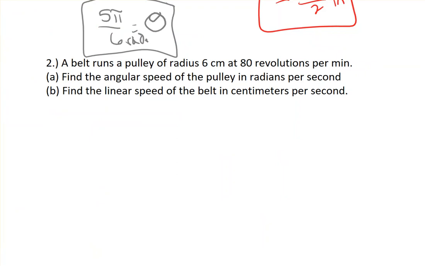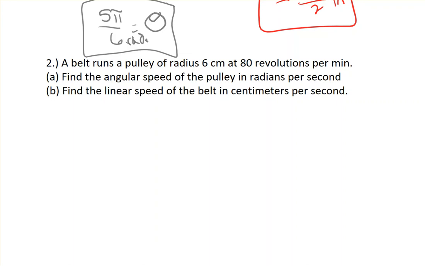So number 2 gives us some information. It says a belt runs a pulley of radius 6 centimeters at 80 revolutions per minute. Okay. So remember what a revolution is. A revolution is one full rotation. Okay. So letter A says find the angular speed of the pulley in radians per second.